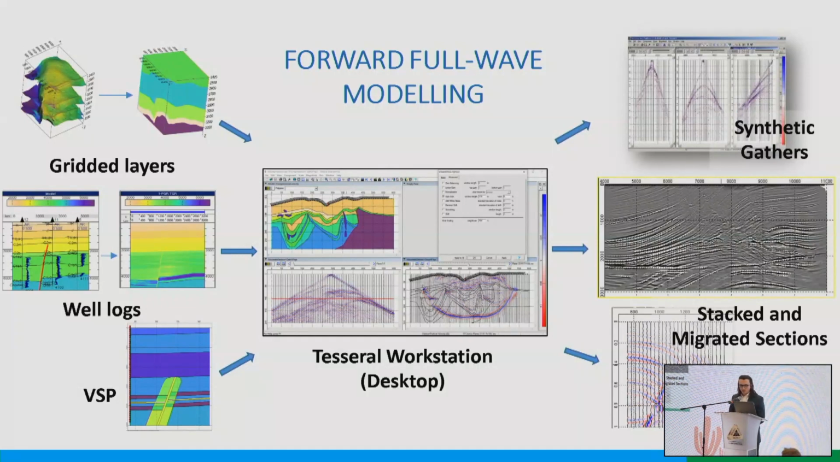Then Tesseral software calculates the synthetic gathers, from which final results such as stacked or migrated sections can be created. You may use these outputs to analyze and come to conclusions about the effectiveness of the seismic method to image your geological task. In most cases, the process is iterative until you get a satisfactory result.